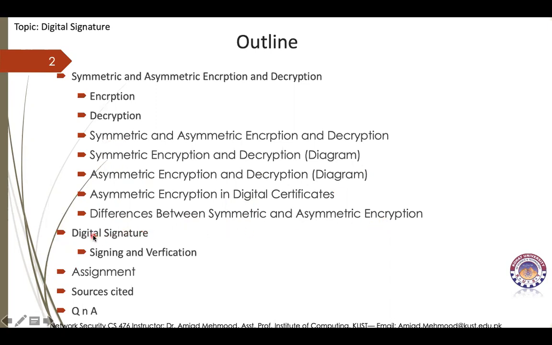And today, in lecture number 23, we will be covering digital signature. In the digital signature, we will be discussing signing and verification of the document. As you know, the digital signature is required for authentication and integrity.